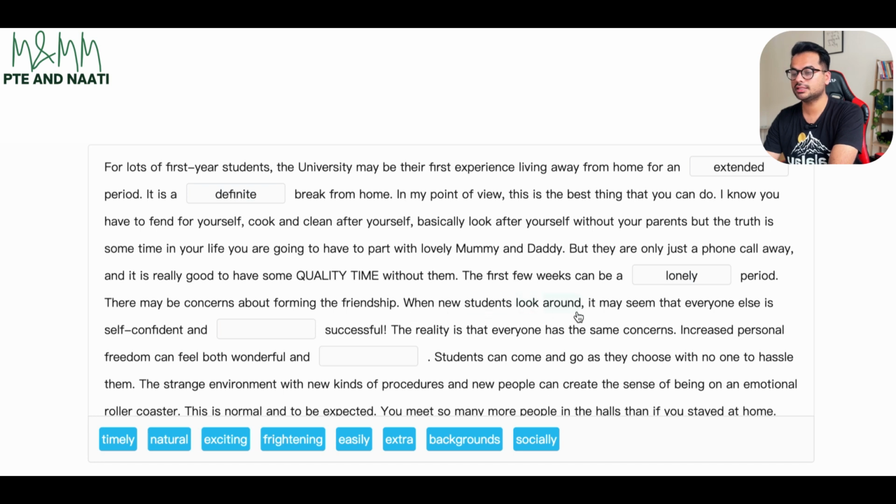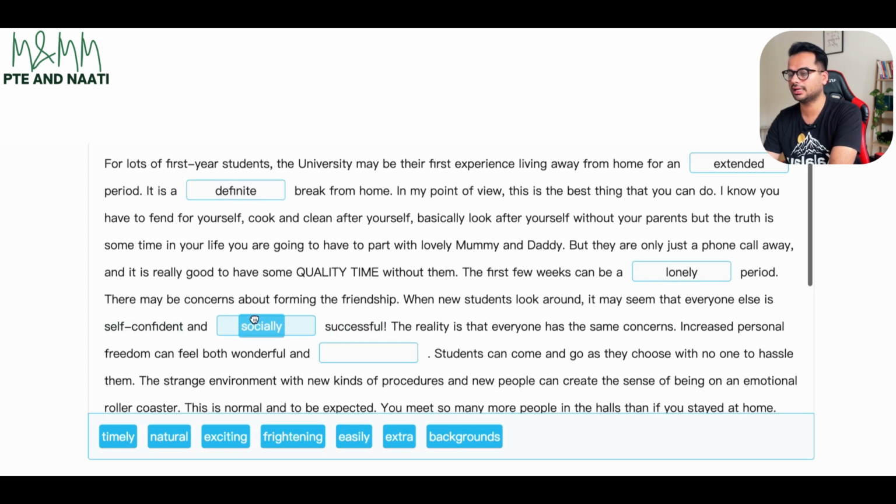When new students look around, it may seem that everyone else is self confident and dash successful. Again, we need something that is describing the word successful. And successful is already an adjective, right? So we need an adverb over here. So adverbs we have is either timely or socially. So self-confident and socially successful would be the right answer.